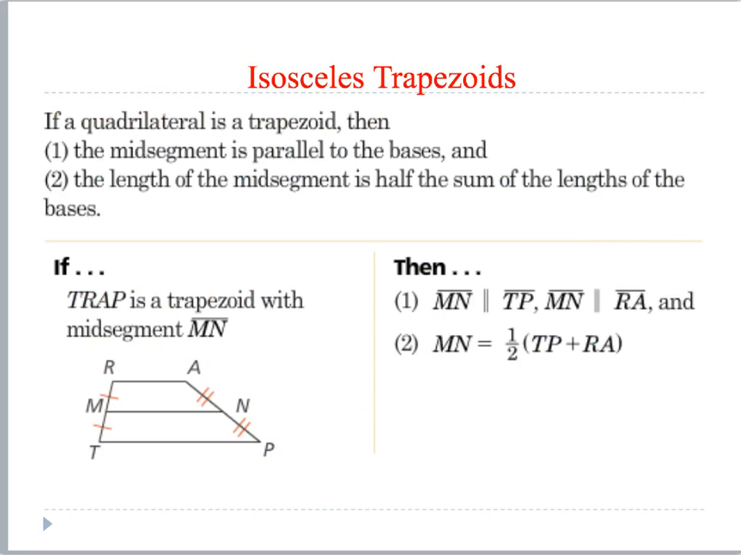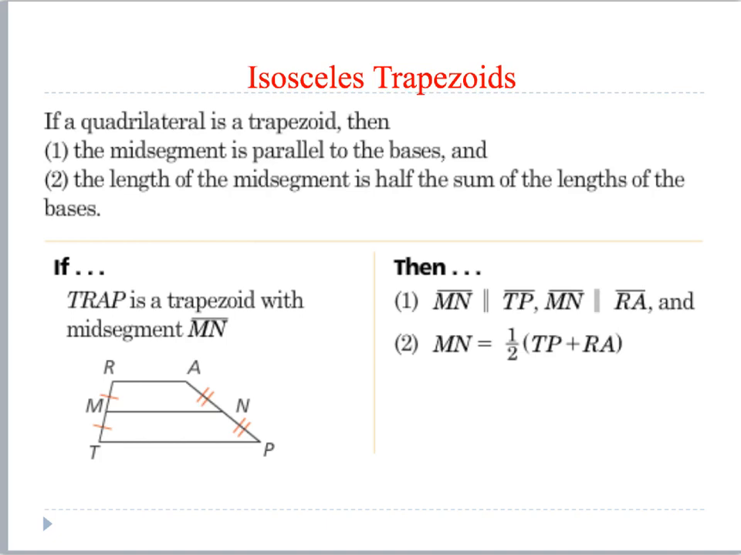All right, another fact about a trapezoid. Okay, if a quadrilateral is a trapezoid, then the mid-segment is parallel to the bases, and the length of the mid-segment is half the sum of the lengths of the bases. All right, so those are a little tricky, so let's talk here for just a second.